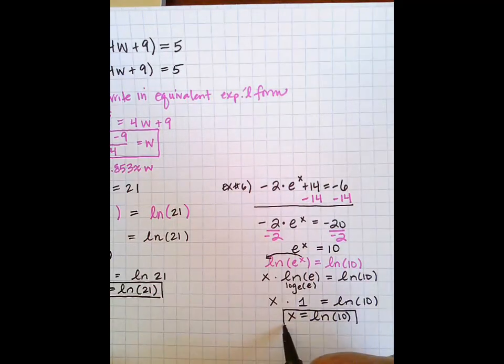Now, some of you are probably wondering, like, what? This is so bizarre. It just means log base e of 10. So e to what power gets you a 10? And so it's thinking about 2.71 times itself. How many times is going to get you to 10?